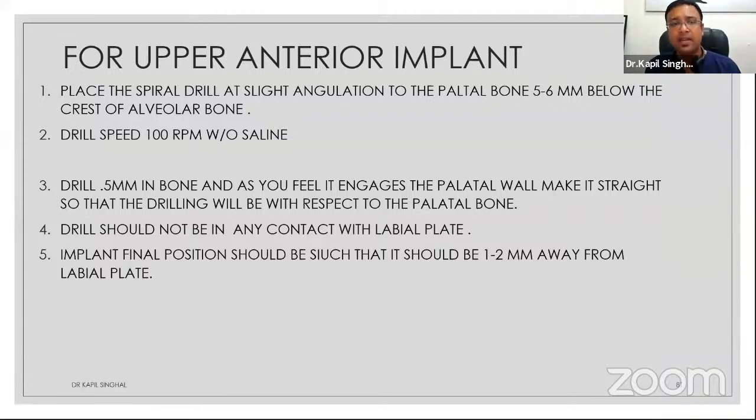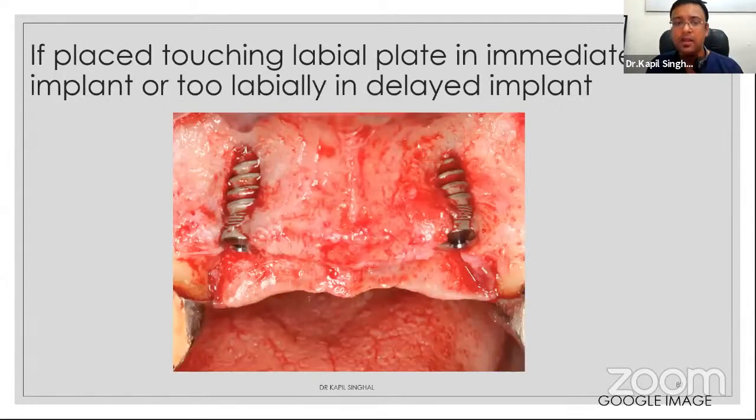So for upper anterior implants, I have told you what important things you have to remember. First of all, drill with an angulation 5 to 6 mm below the crest of the bone at a slower speed of 100 rpm, and after you get a punch of 0.5 mm, make it straighter to drill with respect to the palatal bone in the socket. And the final position of the implant should be at least 1.5 to 2 mm away from the labial plate.